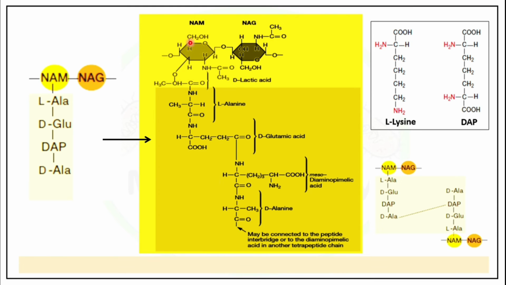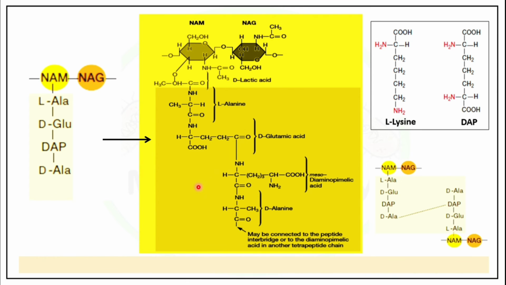Through which group is NAM attached to the tetrapeptide chain of amino acids? You should know NAM is attached to the tetrapeptide chain mainly through its carboxylic acid group, right? And subsequently, the four amino acids are attached to each other by means of which bond? By means of a peptide bond, right? A peptide bond is the bond formed between the amino group of one amino acid and the carboxylic acid group of another amino acid.